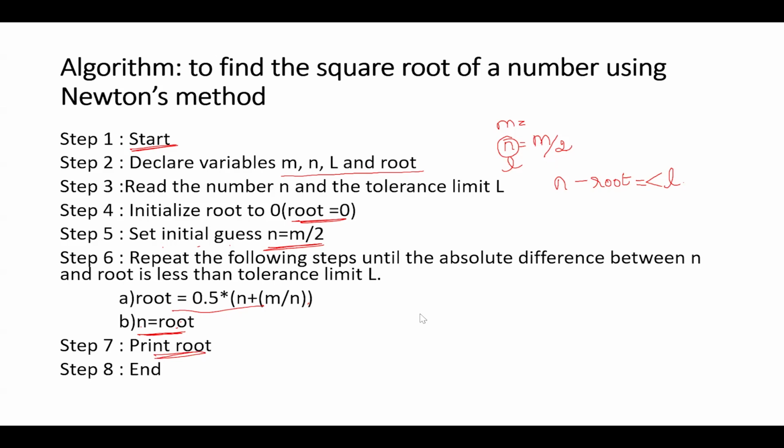We will look into one example, then it will be clear. Let me find the square root of the number 256 using Newton's method. We know that m is 256 here, and n is 256 by 2, that is 128. Let me take a tolerance level of 0.1. That is, I do not want the difference between my guessed root and the root to be more than 0.1. This is how we will start.